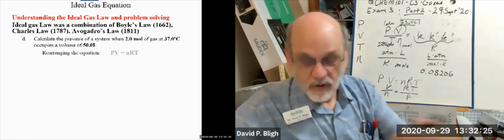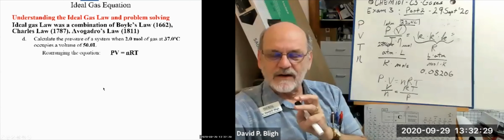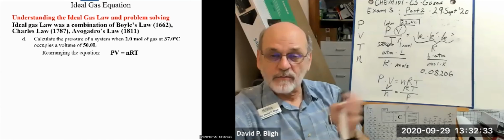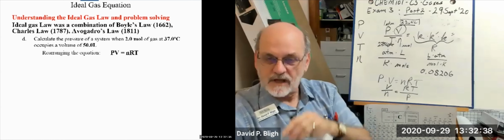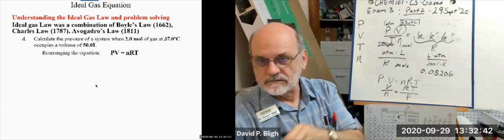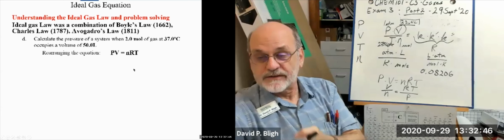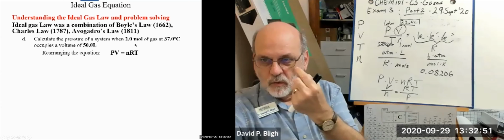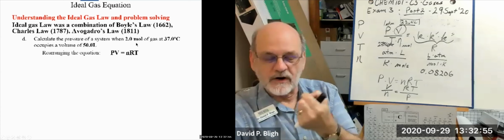So here's a problem, and the trick is to decide what type of problem you have when you're dealing with gases. Do you have a before and after problem, or do you have a state problem? That is, the conditions are right now, answer the question. Usually, if it's a state, you'll only be given one number for each variable.